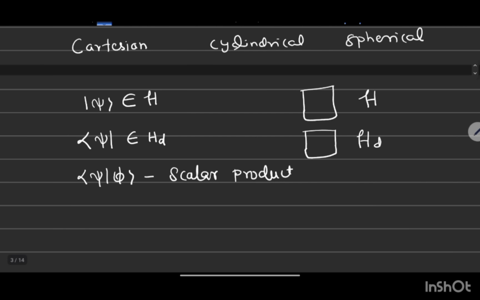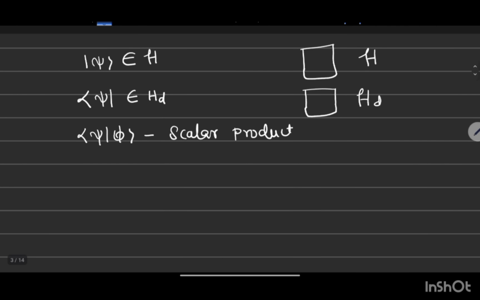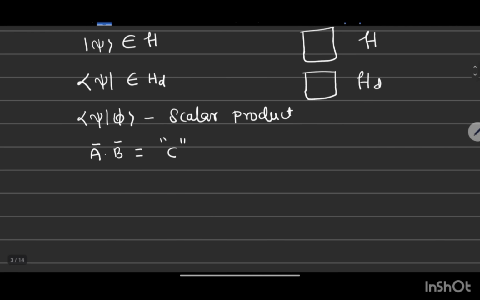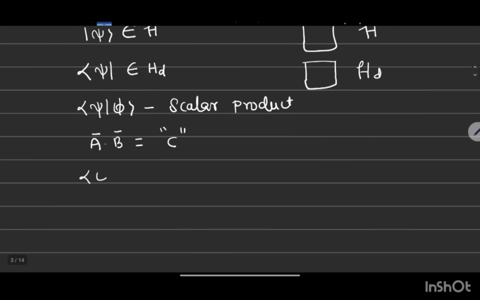We know what is scalar product. It's a process of associating a scalar with the two vectors. So we know in real Cartesian Euclidean space, what is the meaning of doing scalar product? I take two vectors and multiply component wise. At the end you will get some constant, I am representing it by C. Similarly, here you are doing scalar product using Dirac notation. That is the only change.